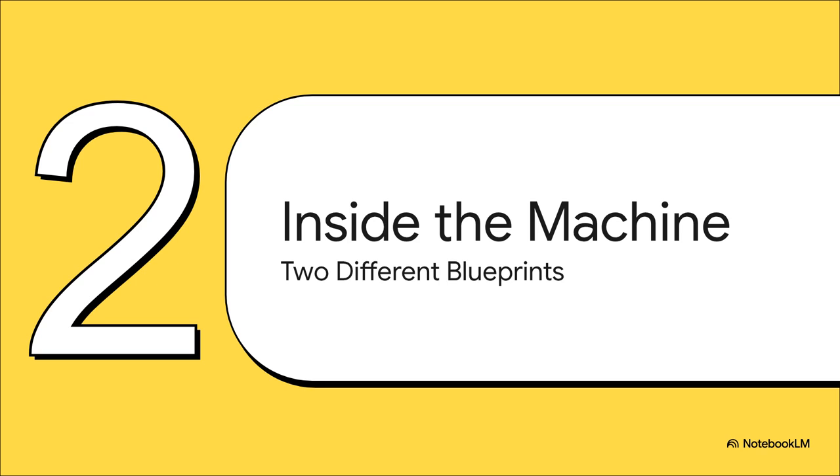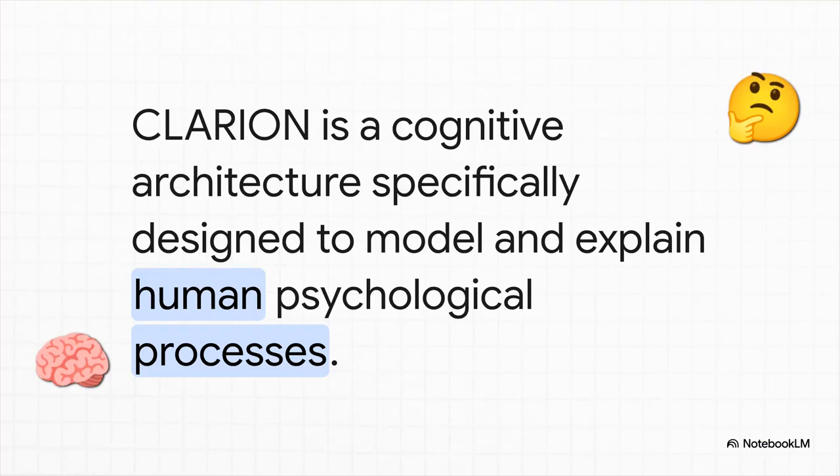So if these things are blueprints, what do they actually look like on the inside? Let's crack open a couple of different designs and see how they're put together. First up is an architecture called Clarion, and what makes this one so interesting is its goal. It was built specifically to model and try to explain human psychological processes. So basically, it's an attempt to build a blueprint that actually thinks the way we do.